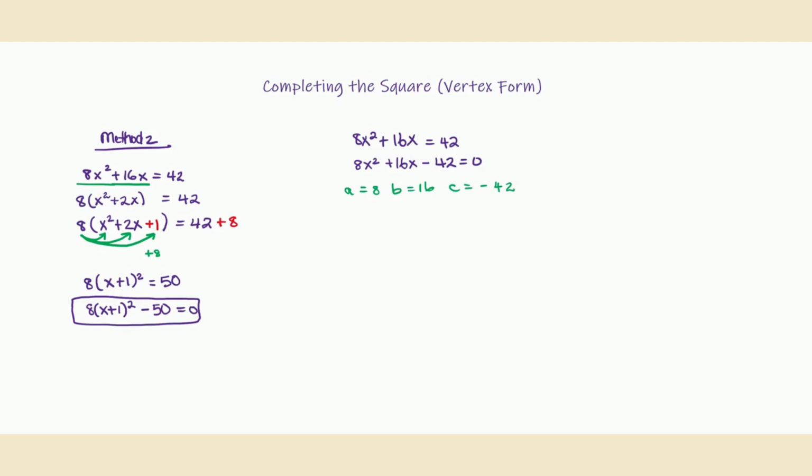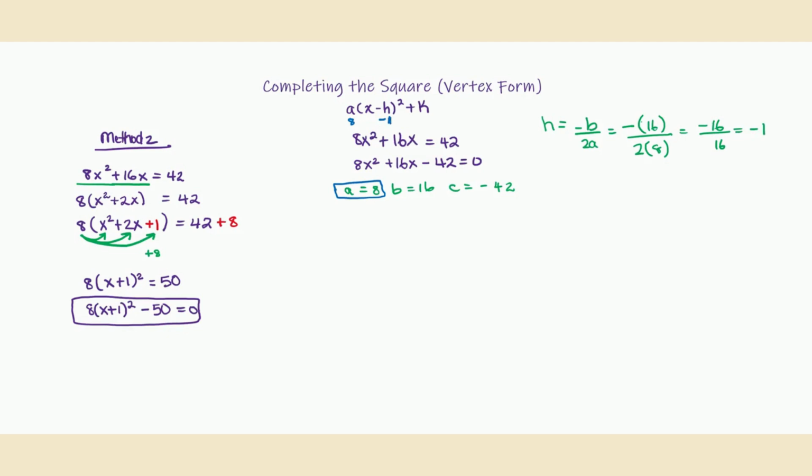So we already established our vertex form, which is a times (x minus h) all squared plus k. We've already found a. A is 8. And now let's find h. The formula for h is negative b over 2a, which is negative b, which is 16, over 2 times a. A is 8. This is negative 16 over 2 times 8, which is 16, which simplifies to negative 1. So h is negative 1.